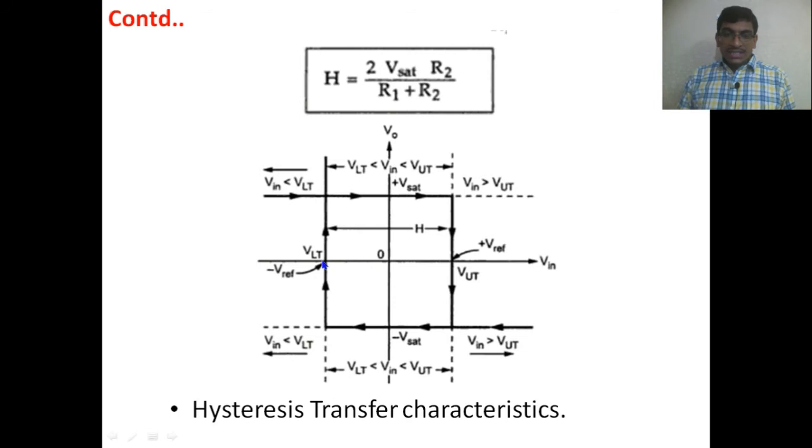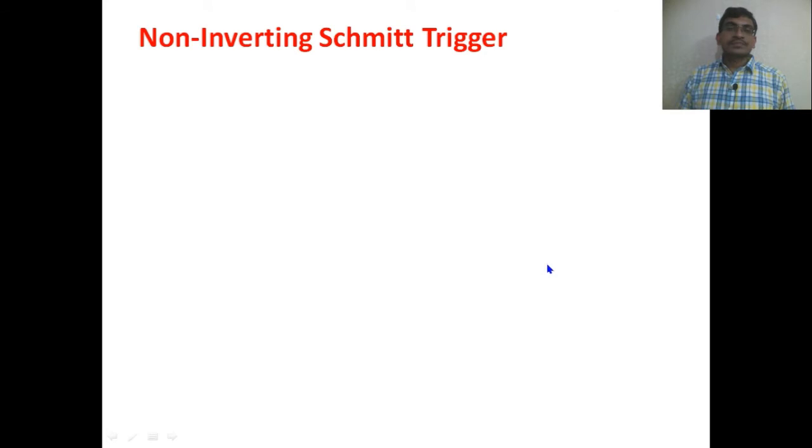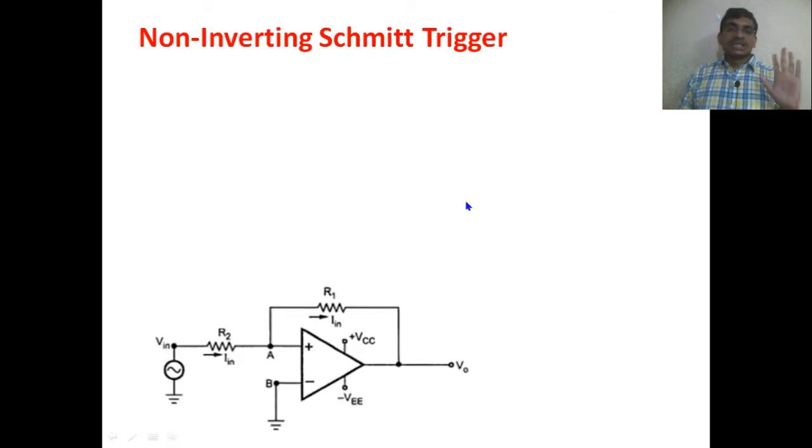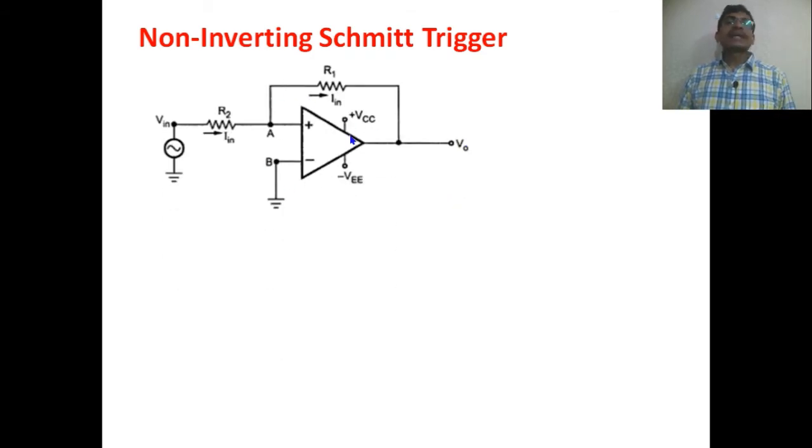That's why, from the negative side to the positive side, we have two reference levels: 2 into V saturation into R2 by R1 plus R2. Now we are going to see the second type of Schmitt trigger, which is a non-inverting Schmitt trigger. This is the non-inverting Schmitt trigger circuit. So why is it called a non-inverting Schmitt trigger?